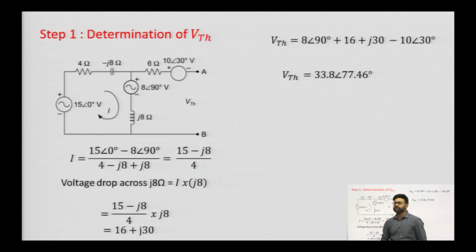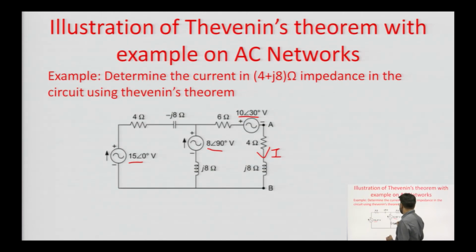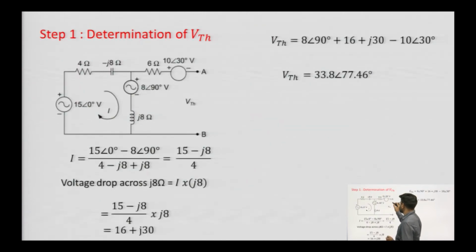Now, the method will be the same. To find out the VTH, the AB terminal is open circuited. It will be the open circuit voltage. Now, since there will be no current flowing in this, 0 current is flowing in this, we will get the value of VTH as follows.